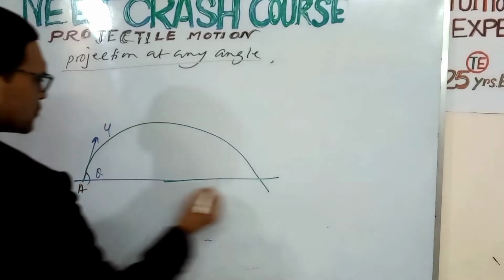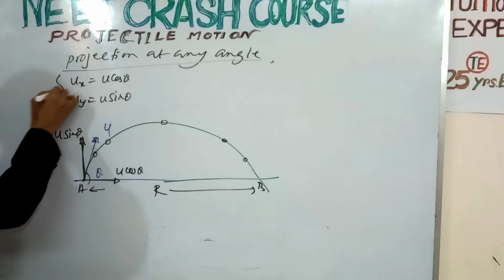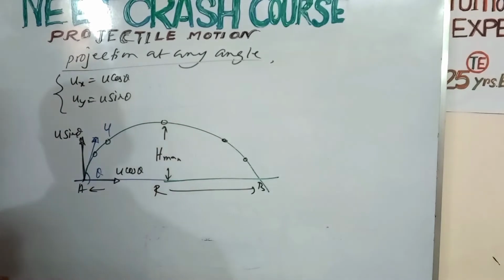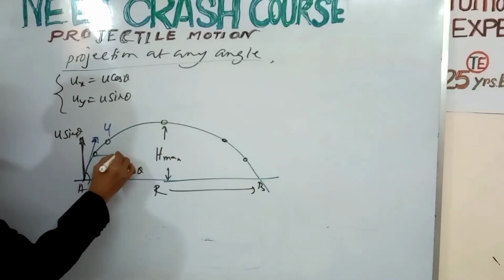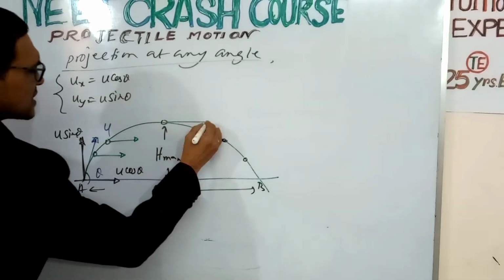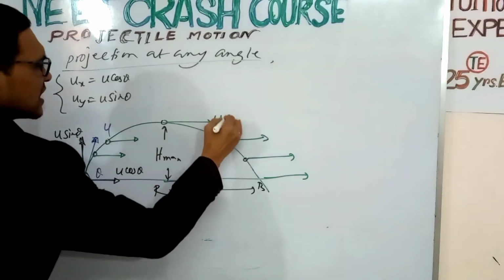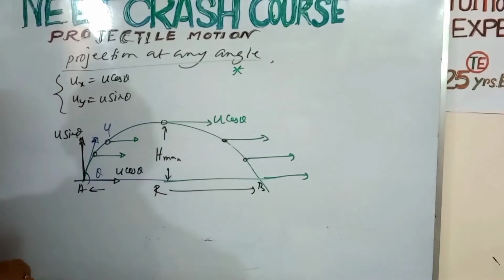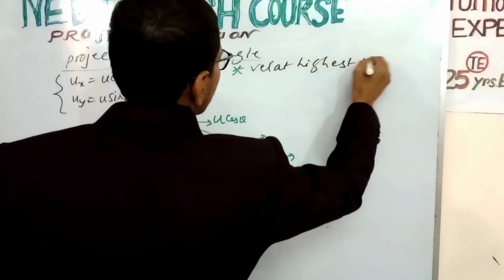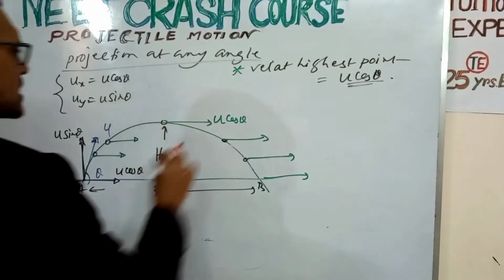Now A to B, this is the range, we know. If we have theta, we know ux and uy, so this is the maximum height. Now what is the analysis of this motion? The horizontal velocity remains the same throughout any point of the projectile path, which is u cos theta. So the point here is velocity. If you are asked what is the velocity at the highest point, the velocity at the highest point will be u cos theta. These are the points you have to remember.